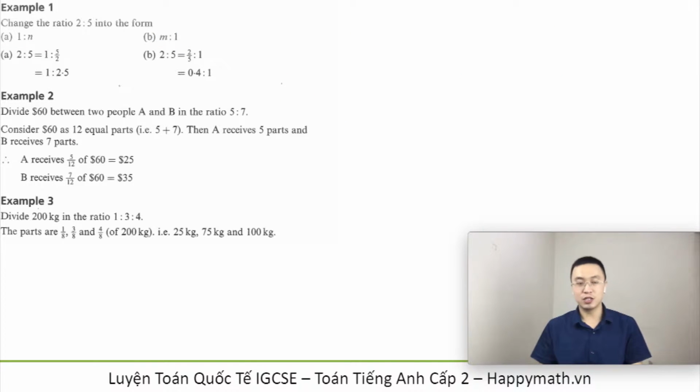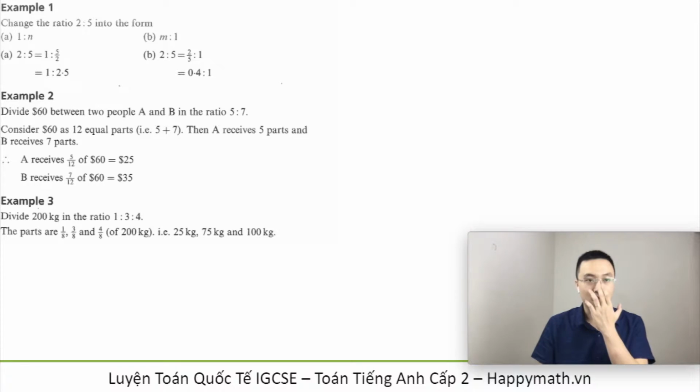In this video, we continue learning about the IGCSE math, and we focus on ratio exercises. As you can see on the screen, we have three examples about ratio: examples 1, 2, and 3. They correspond to three types of this exercise, and you have a test for testing your ability after you watch this video.